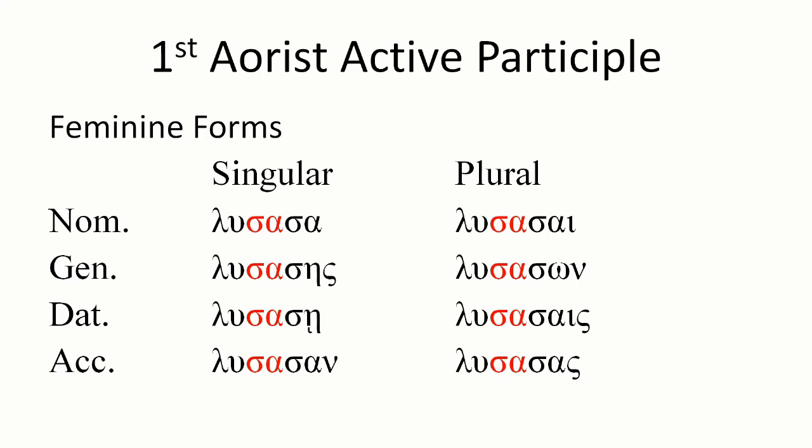Now we go to the feminine. Instead of lusa, now we have lusasa, feminine nominative singular. And then again, you have this alpha eta change there. Genitive singular lusases, dative singular lusase with an iota subscript, and accusative singular lusasan. Plurals, just put the sigma and the alpha there in the middle. Other than that, endings are the same as before. Lusasai, on, is, as.